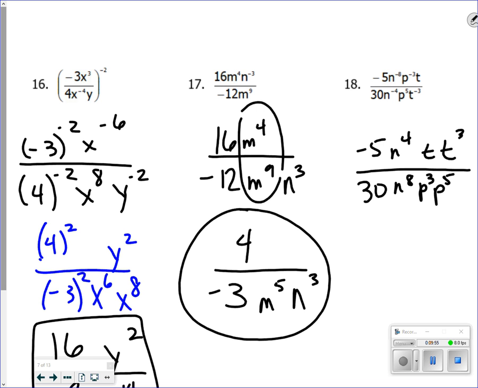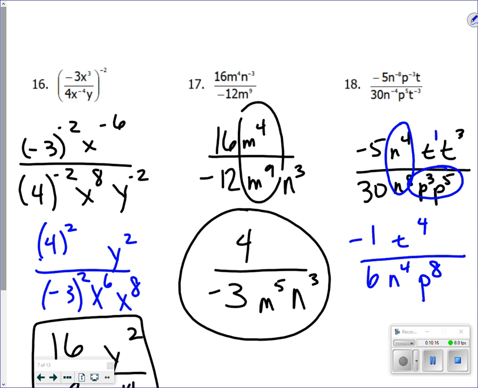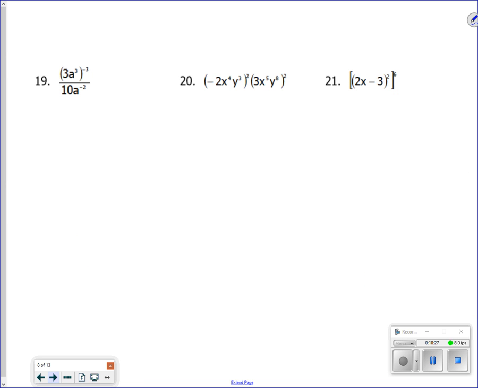So now let's combine some stuff here. Negative 5 over 30 makes negative 1/6. N to the fourth on top, n to the eighth on the bottom. Those two make n to the fourth on the bottom. P to the fifth and p to the third, both on the bottom, so I'm going to add their exponents. And t to the first and t to the third makes t to the fourth, because I'm going to add the exponents again. So if you're multiplying, you add exponents. If you're dividing, you subtract exponents.